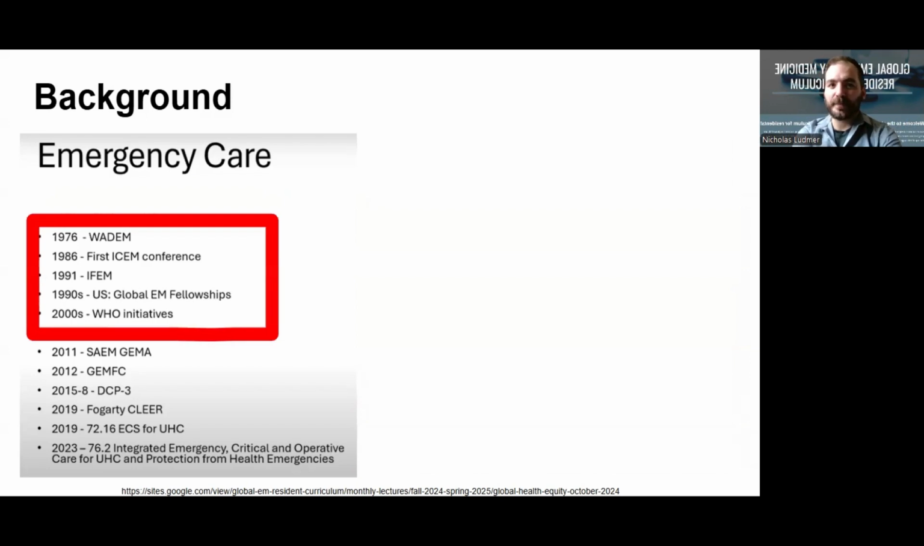Around that same time, the 70s, 80s, 90s, the recognition of the importance of emergency care was also happening globally, not just in the United States. So up until this point, though, a lot of global health interventions focused on public health interventions, preventative interventions, and then the management of non-communicable diseases, all of which is supremely important and I don't want to detract from the importance of that work.